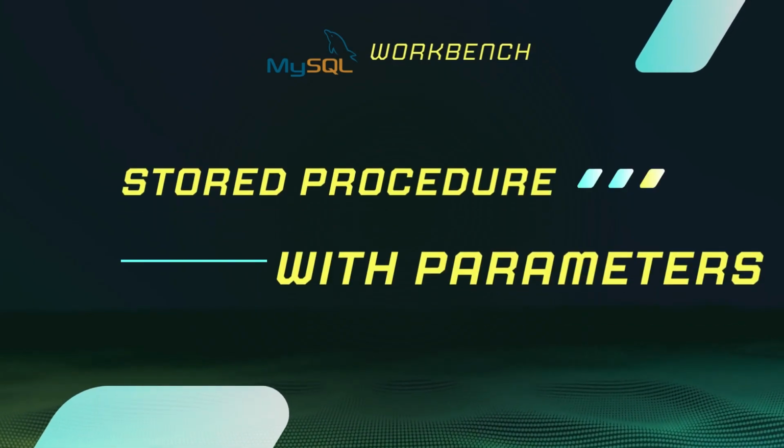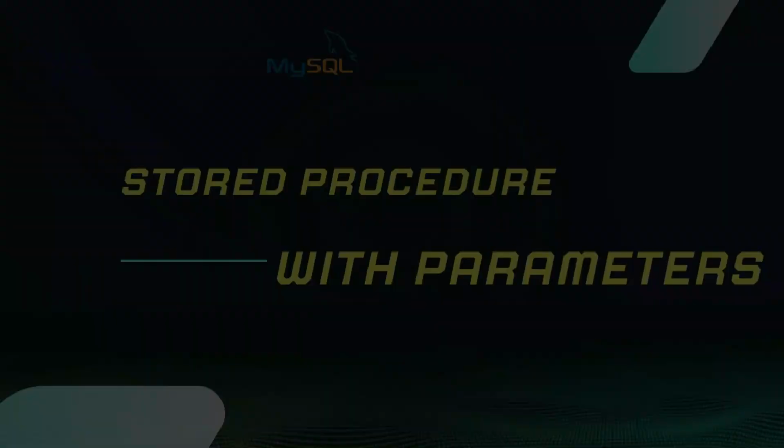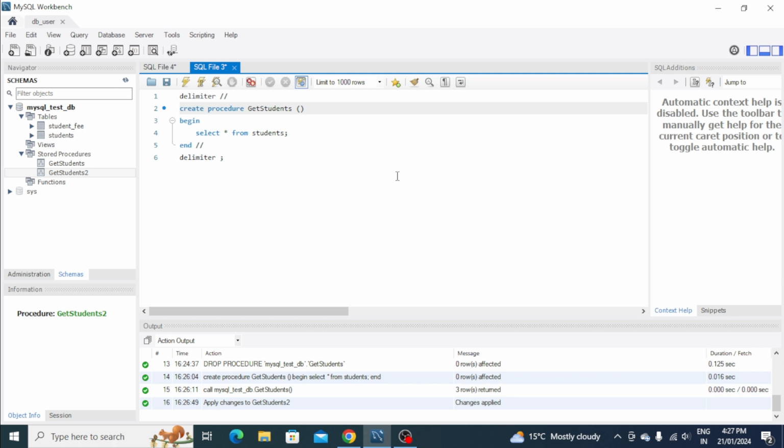Let's do stored procedure with parameters. Give new name to stored procedure, say get students by ID. Now add in parameter student ID as integer. Next step is to add where condition to search data by student ID.